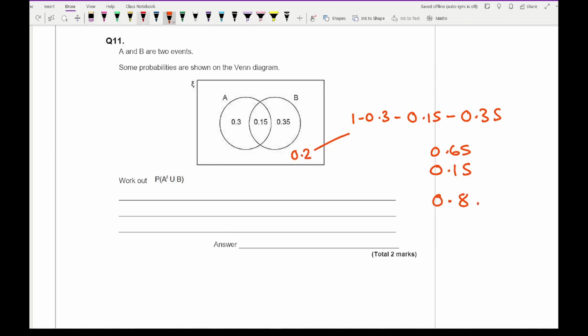So then what I need to do now, because if I shade in all the region that's not A, so this is the region that is not A, and then the region that is B, this is the section that I want. So it's going to be 1, take away 0.3, which gives me an answer of 0.7.